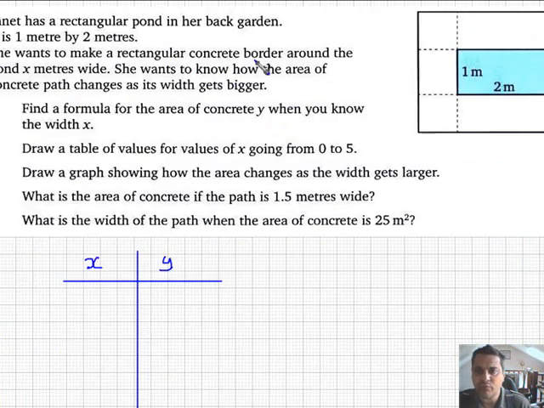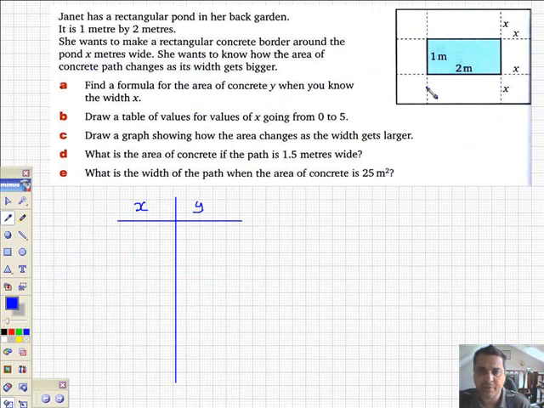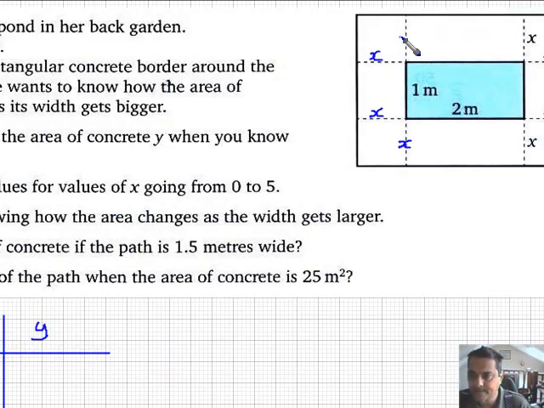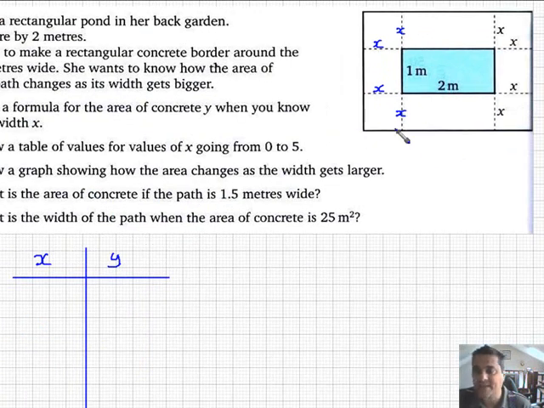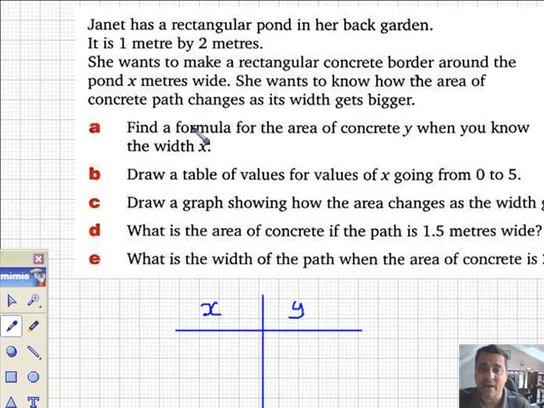She wants to make a rectangular concrete path around the pond, and it's got to be X meters wide in all directions. So all these little lengths here are X's. She wants to know how the area of the concrete path changes as the width X gets bigger and bigger. Clearly, as X gets bigger, there's more concrete around the edges of the pond, so that's clearly going to be a bigger area. So we've got to write a formula now for the area Y when you know the width X.